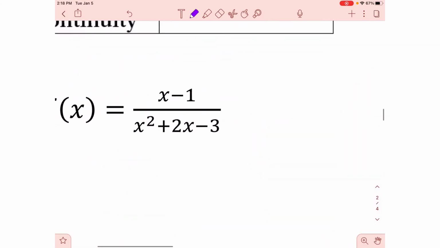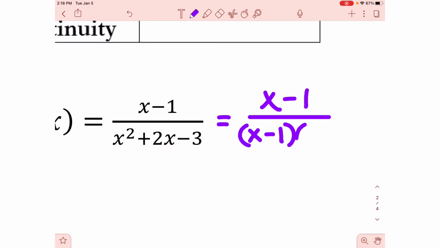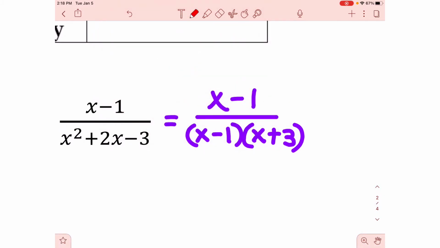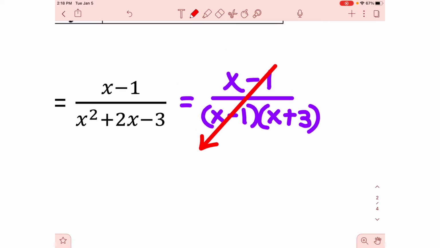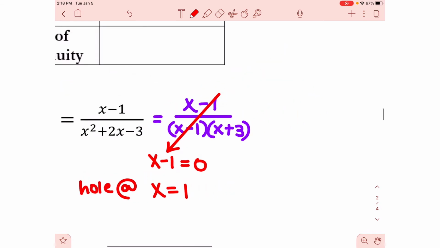The first thing we're going to do here is factor. So let's factor the denominator. We get an x minus 1 and an x plus 3. So clearly there's going to be a hole. I usually do that part first. Those cancel. I usually just draw an arrow from that canceling and say, okay, set it equal to 0. So the hole is at x equals 1.